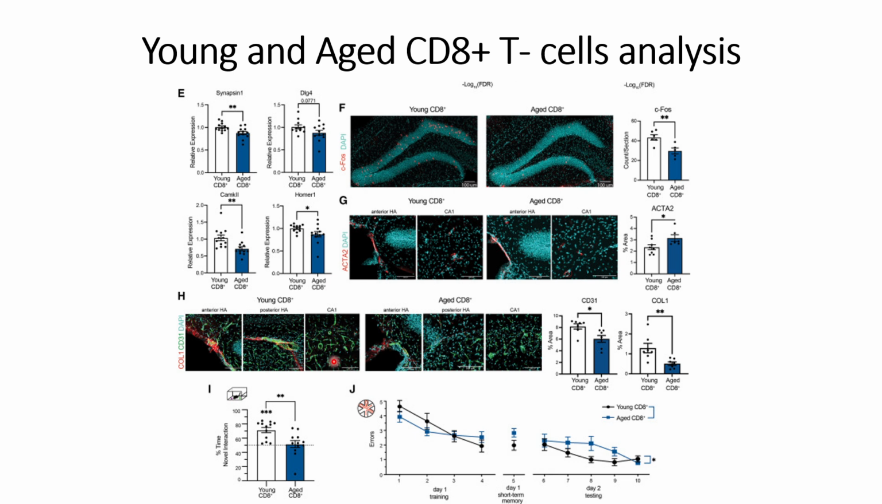And also the CD31 signals are high in the young CD8 plus T cells treated mice compared to the aged CD8 plus T cells. This is evident from the quantitative analysis, which shows that CD31 is significantly higher and collagen 1 is also significantly higher.